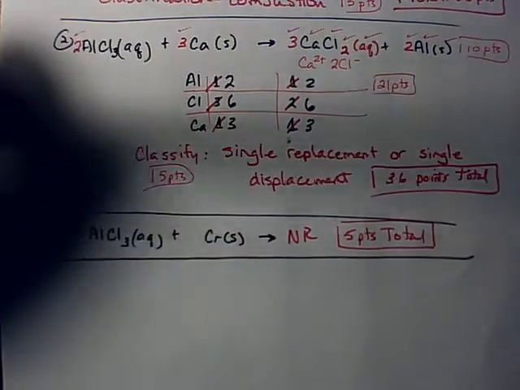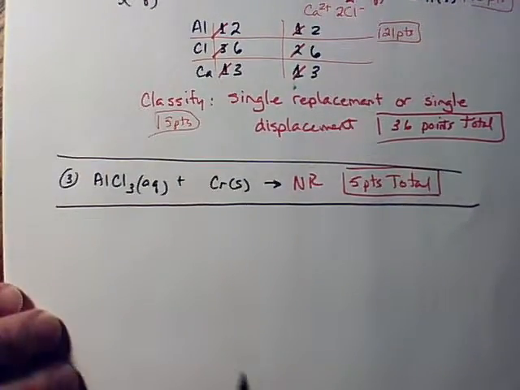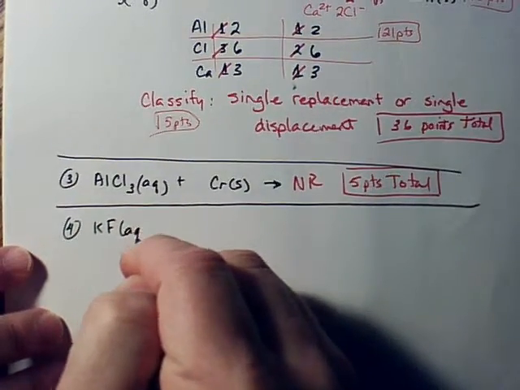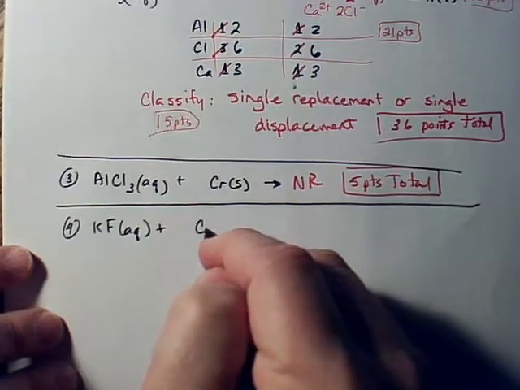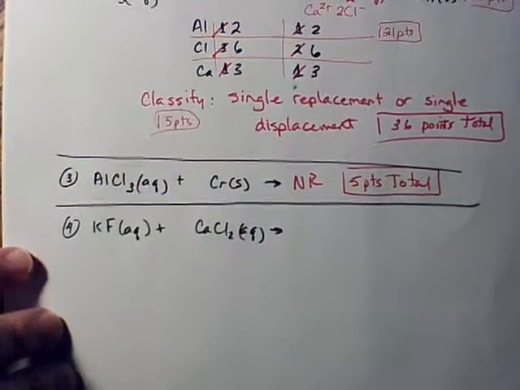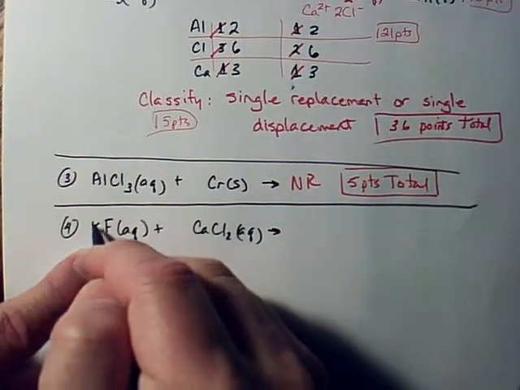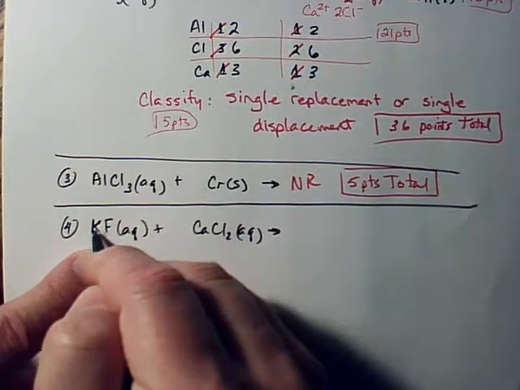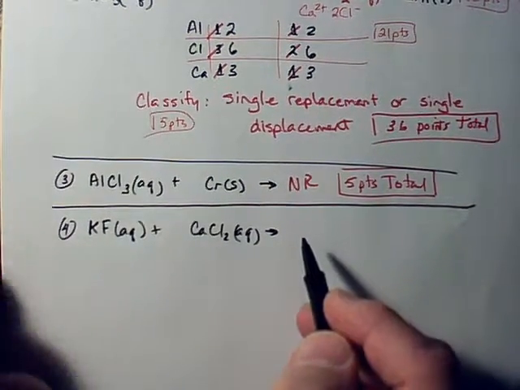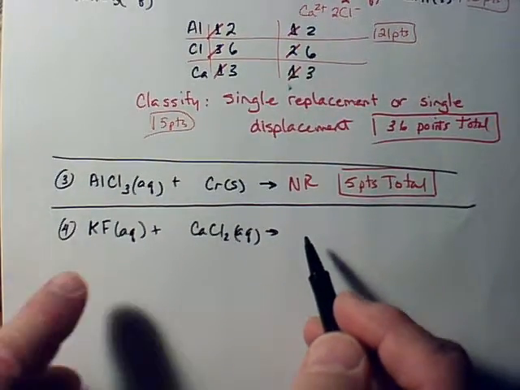Now, let's see. The next problem then is potassium fluoride, which I indicated was aqueous to start, and calcium chloride, which I indicated was also aqueous. Okay? So this is a 2-part compound here. It's ionic, metal and nonmetal. We have everything we need to make a double replacement reaction if there's a driving force to make it go.